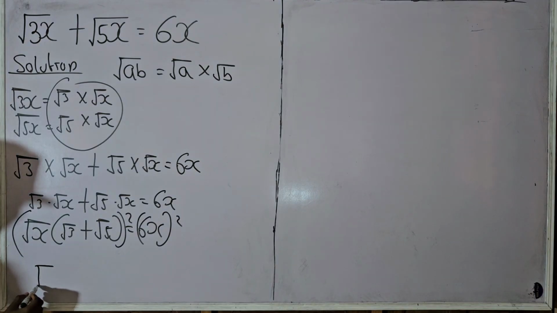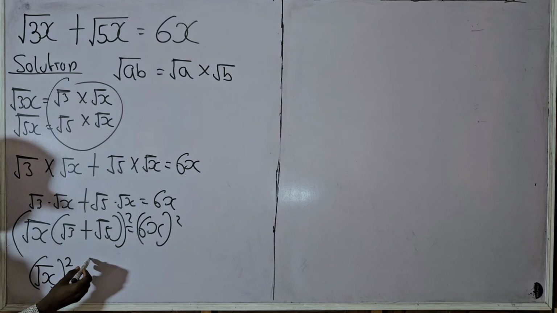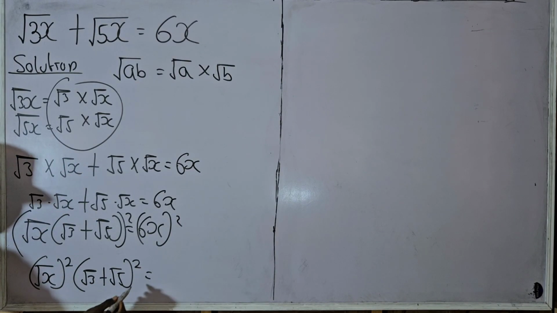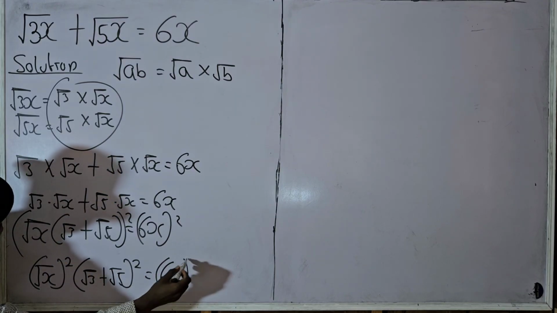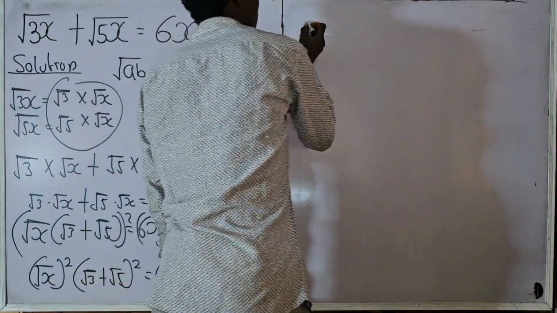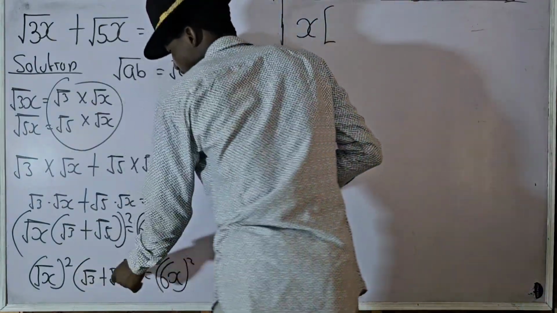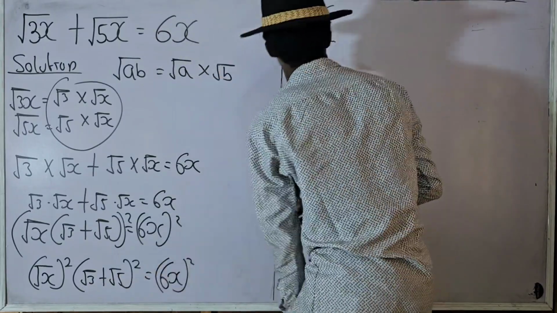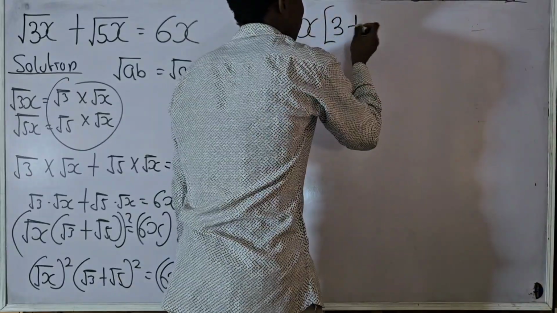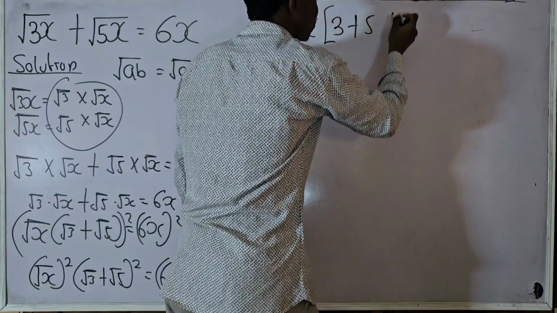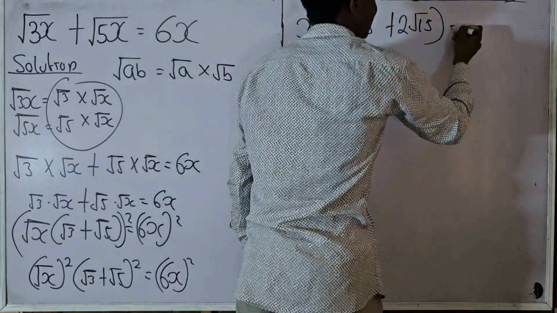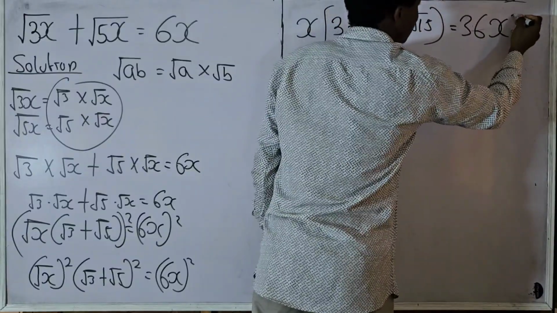Here I'm going to have square root of x raised to the power of 2 multiplied by root of 3 plus root of 5 raised to the power of 2 equals 6x raised to the power of 2. Okay. At this point, root of x squared will be x, right? And also, let us expand root of 3 plus root of 5 raised to the power of 2. Root 3 times root 3, that is what? 3. Root 5 times root 5, that is what? 5. 3 plus 5. Root 15 will be 2, so I'm going to have plus 2 root 15. This will be equals to 6x raised to the power of 2, that is 36x raised to the power of 2.